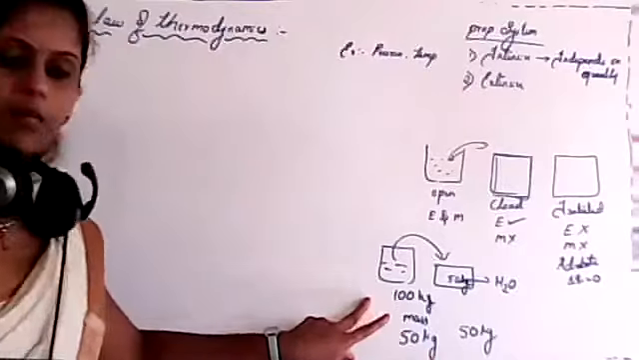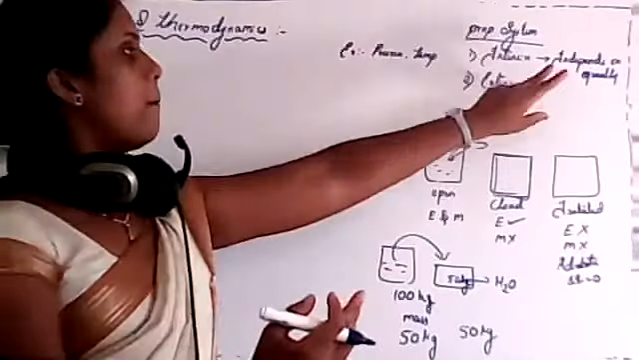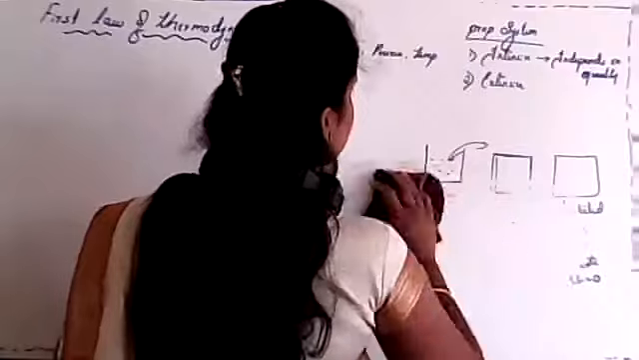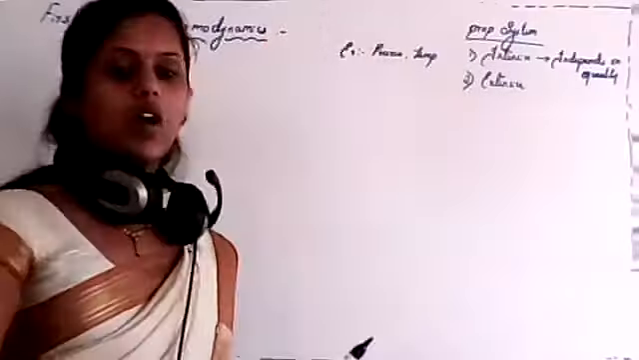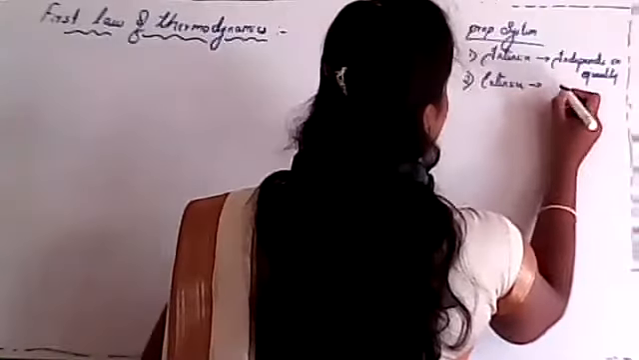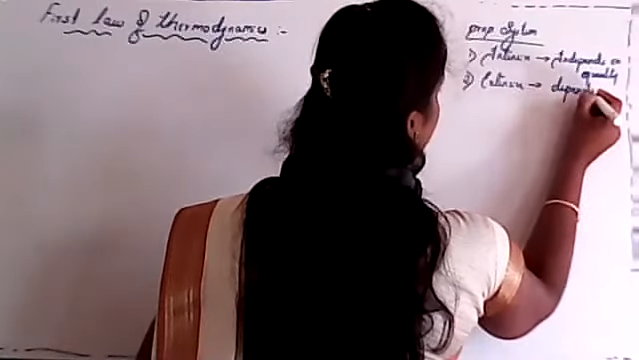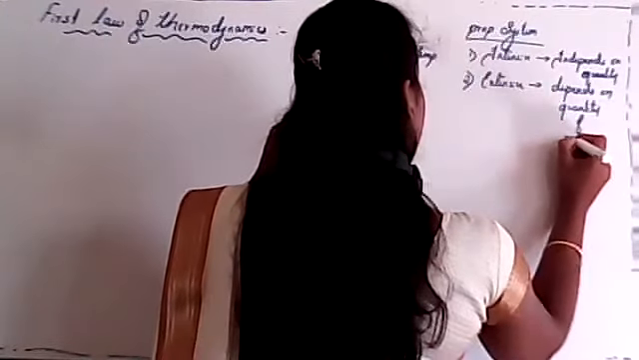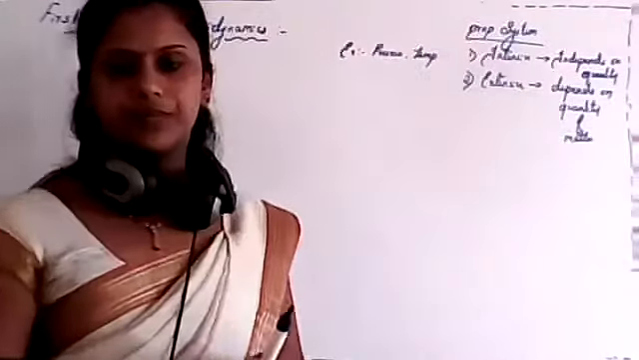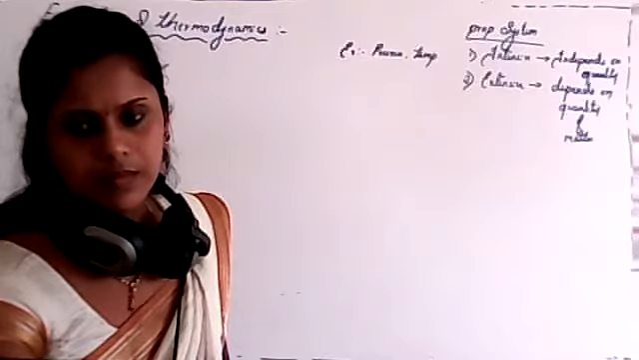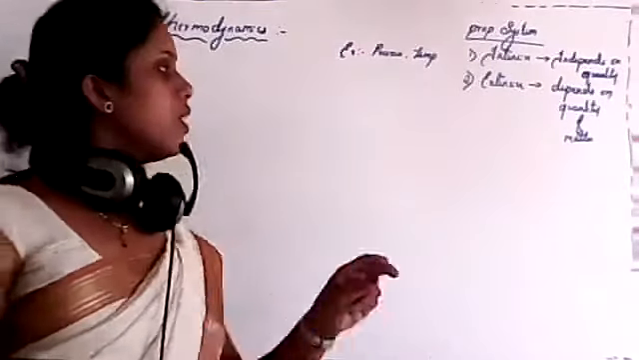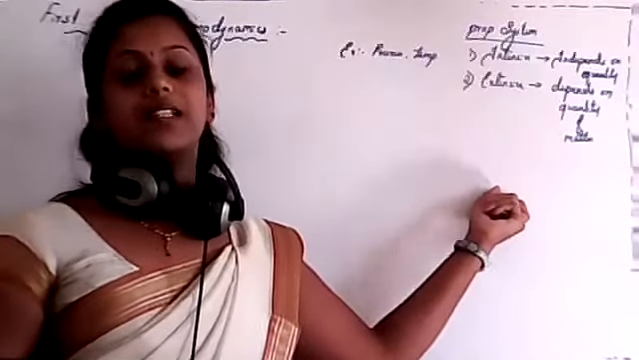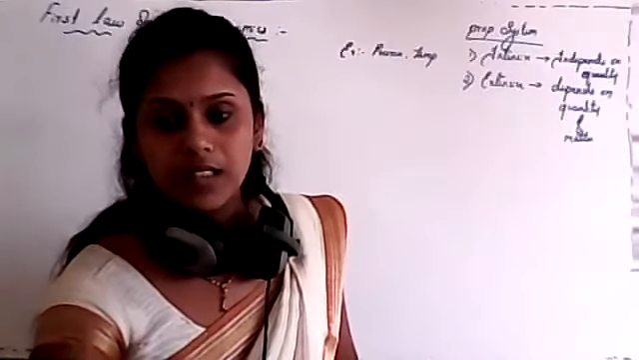That means the mass of the system depends on the matter which is present in that system. Clear? So that's why remember, an extensive property is nothing but it depends on the quantity of matter. It depends on the quantity of matter which is present in the system. Is it clear, students?